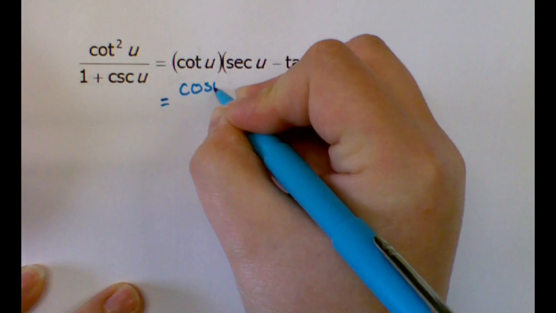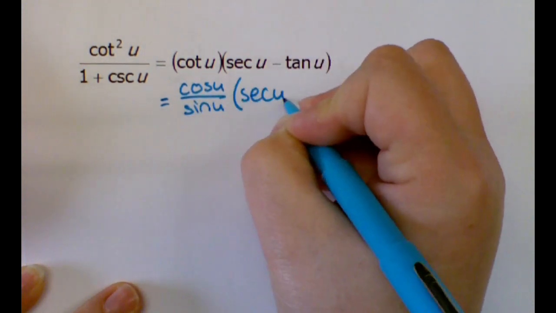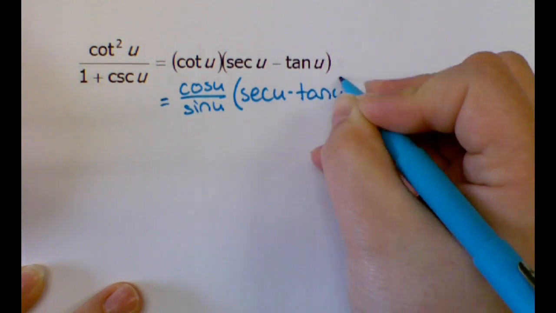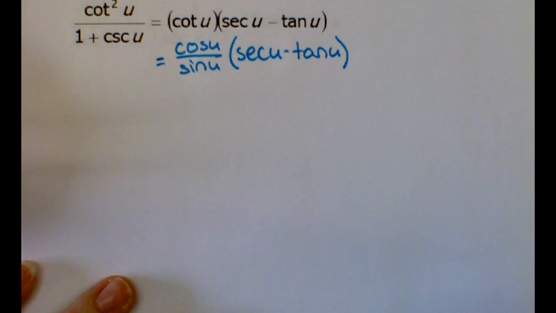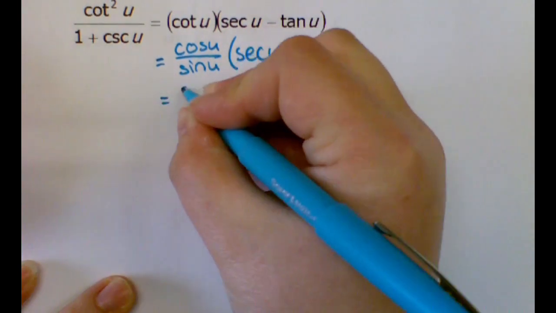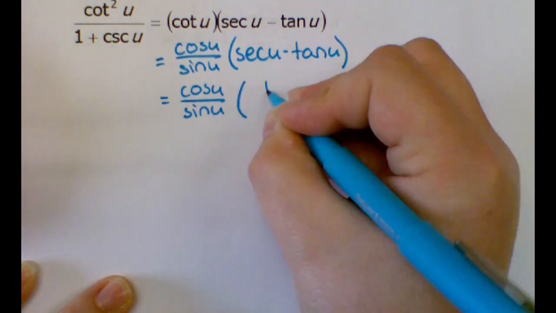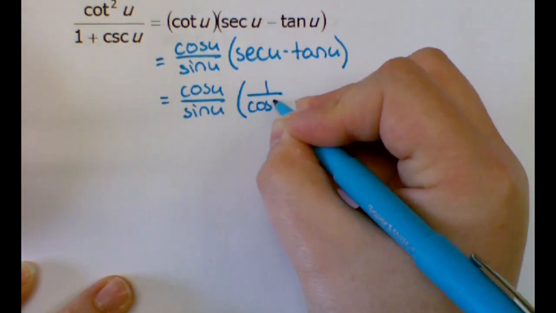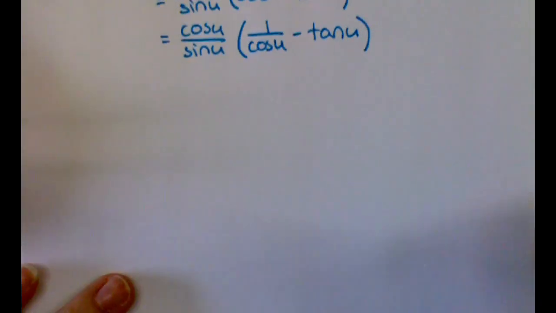Cotangent is cosine over sine. You may see sometimes that turning everything into sines and cosines is all done in one step. It's better to show every step, but not a deal breaker always. So secant is 1 over cosine.